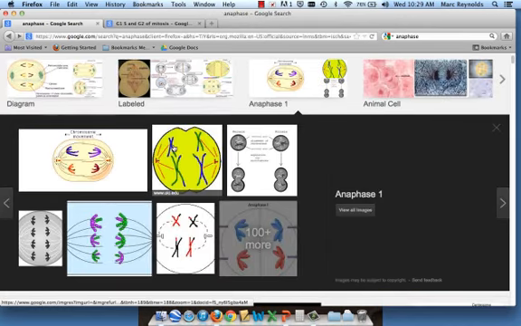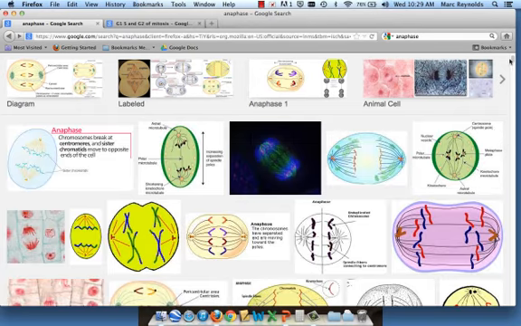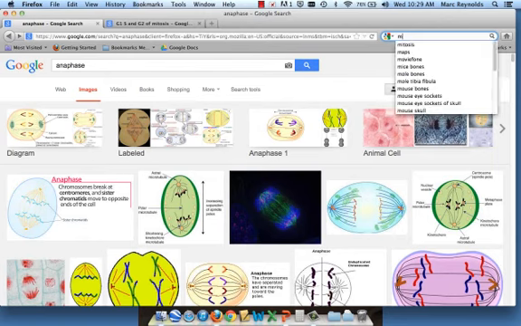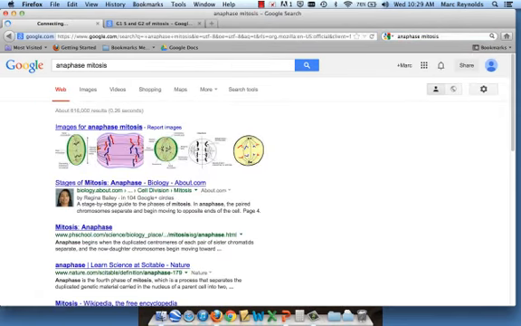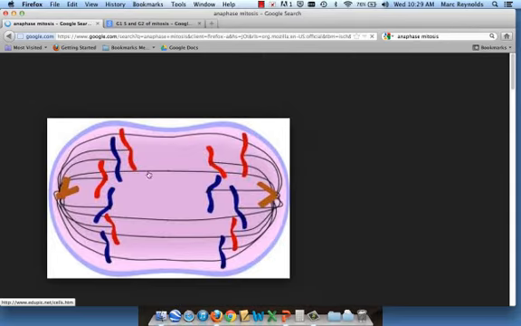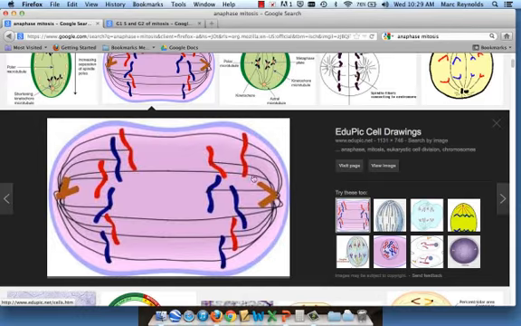Sorry, that was meiosis, this is all meiosis. Here is anaphase in mitosis. There we go. The cell is beginning to pull apart.